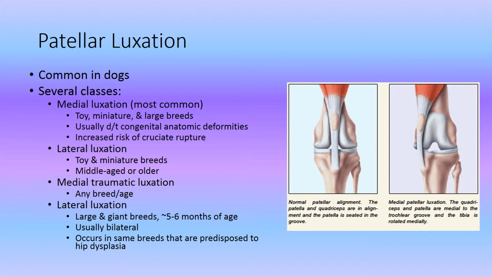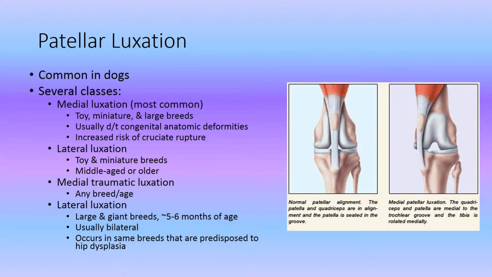Luxating patella. It's very common in dogs. There is medial luxation, which is the most common. This is common in toy, miniature, and large breed dogs. A lot of the time we see them in the smaller miniature breeds. Usually due to congenital abnormalities, and there's an increased risk of a cruciate rupture with these luxating patellas. You can also have a lateral luxation, which is very common in toy and miniature breeds, and a medial luxation as well, which any breed can have, which you can see in this picture over here.